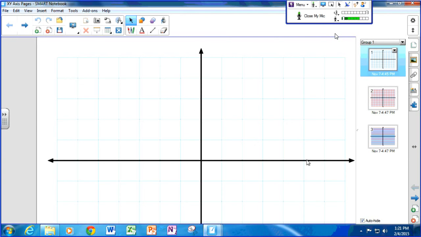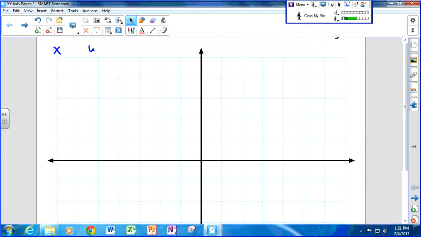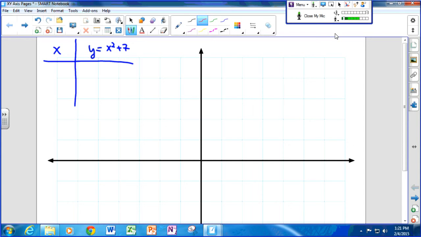You don't need really fine graph paper for something like that. We just really want to get an idea of what this function looks like. So the first thing we need to do is have some values, right? So this is x and this is y equals x squared plus 7. So what I suggest you do, you just want an idea of what the shape of the function is. So try something like -3, -2, -1, 0, 1, 2, 3. Those should be enough values to get an idea of what it looks like.